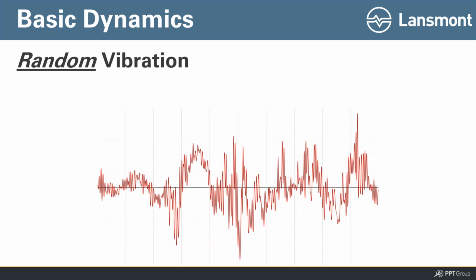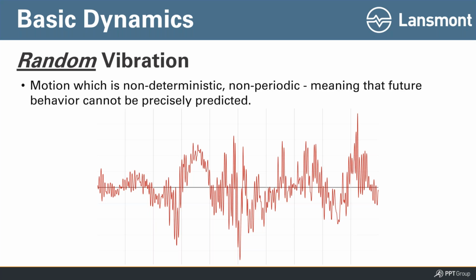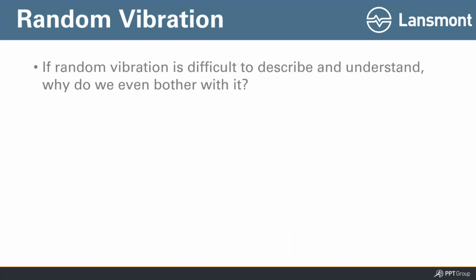So that signal is the perfect example of what we call random vibration. That's where we go from sinusoidal to random vibration. And how do you define random vibration? There's a number of different ways, but a definition is motion which is non-deterministic or non-periodic, meaning that the future behavior cannot be precisely predicted. It's random. We don't know what's coming next. We don't know what it's going to look like. We can't predict what it's going to look like in the time domain because it is random. So it's challenging compared to sine.